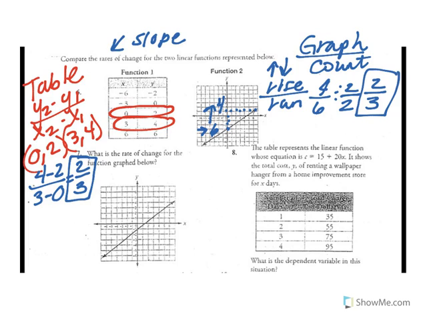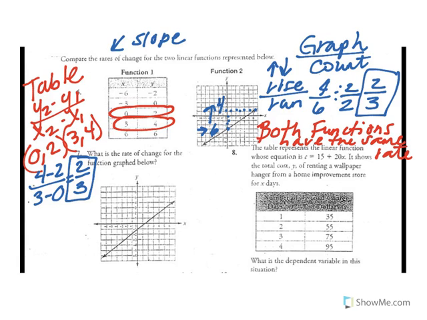So your slope, or your rate of change for both of these, are the same. So both functions have the same rate.